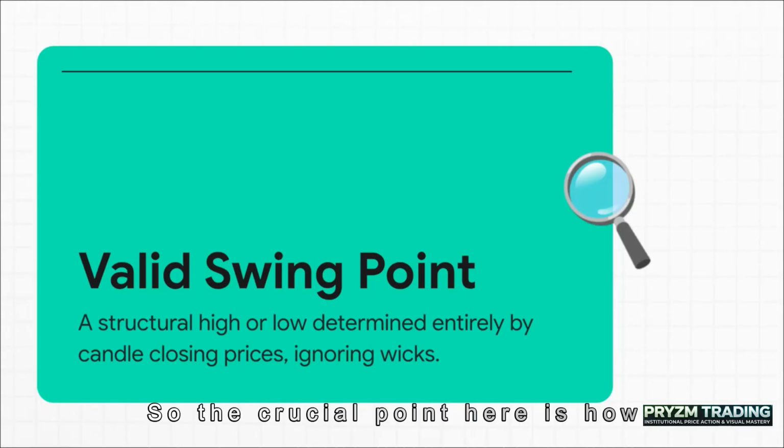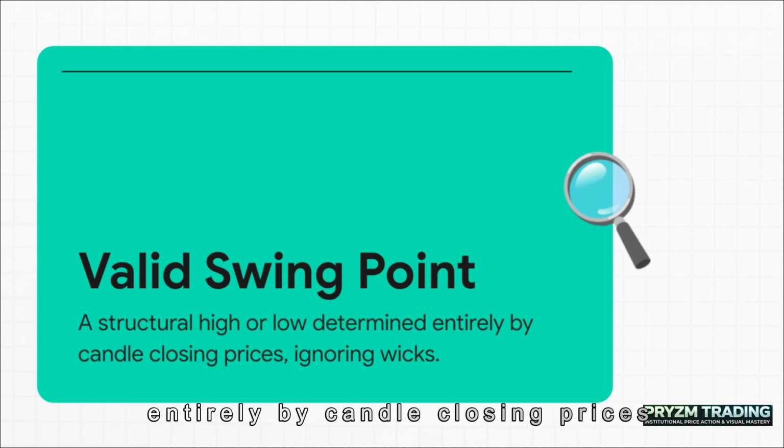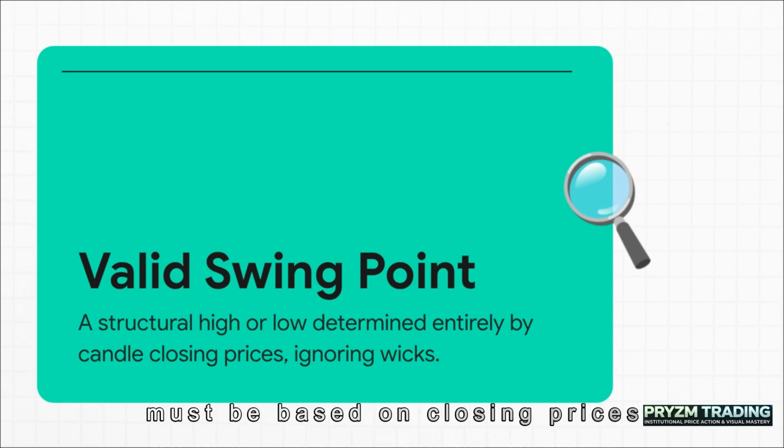So the crucial point here is how we define structure within those bigger tides and waves. A valid swing point must be determined entirely by candle closing prices. Wicks lie. I'll say that again, wicks lie. A wick spiking above a high and then closing back below is not a new high. It's a liquidity sweep, engineered by institutions to trigger retail stop losses so they can fill their own massive orders. Structural changes absolutely must be based on closing prices. Grasp this, and you'll stop falling for false breakouts day in and day out.